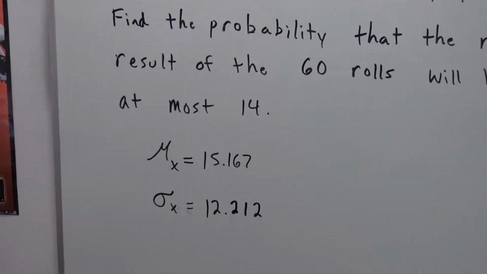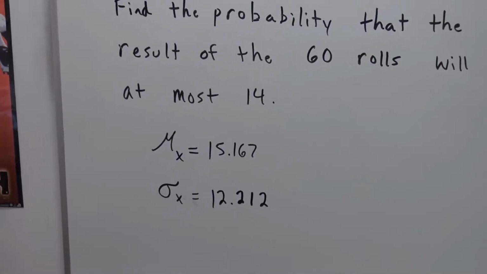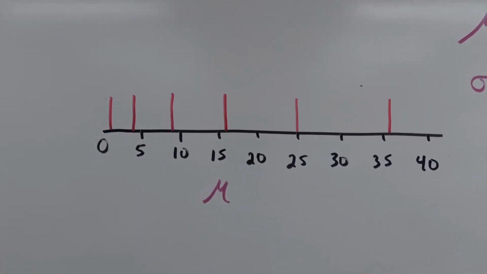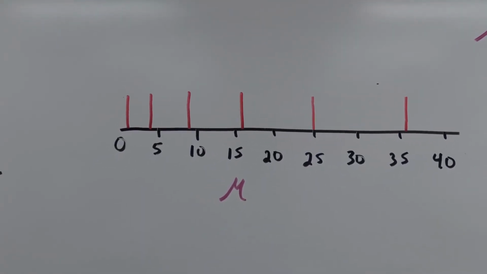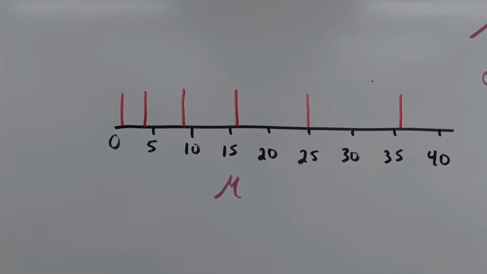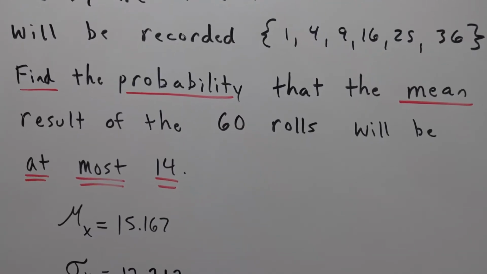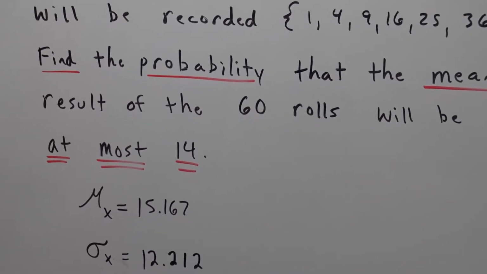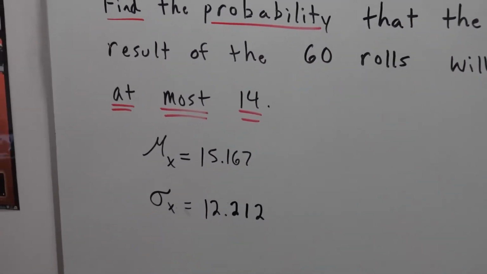Well, of interest to us is what the mean and the standard deviation of these values would be. We get that mean and that standard deviation for this discrete, skewed right distribution that only has those 6 outcomes right there. So how in the world are we supposed to find the probability that the mean of 60 rolls would be at most 14? Well, that's what we just got done studying.